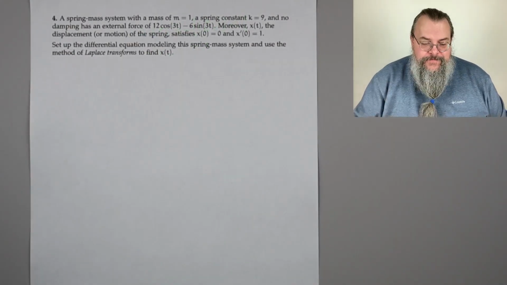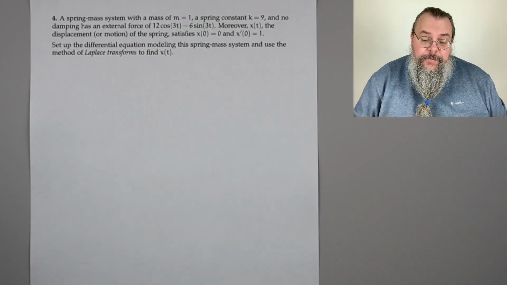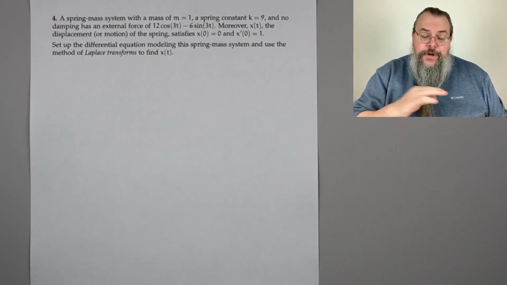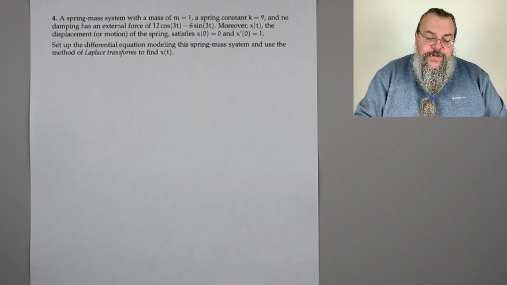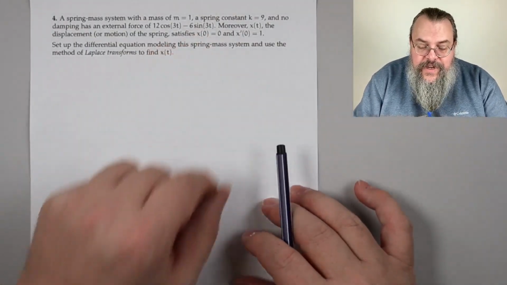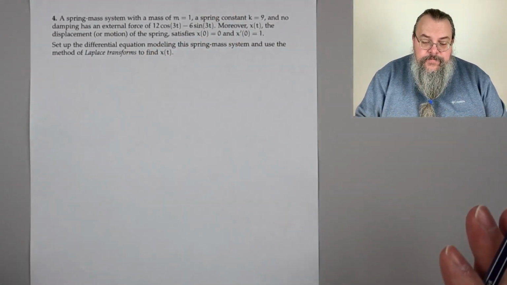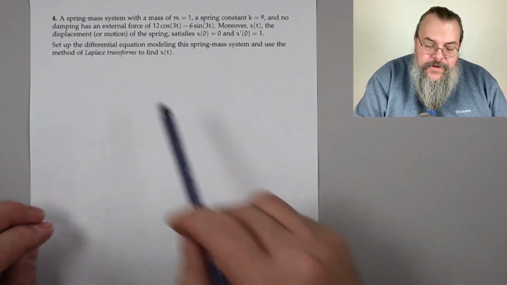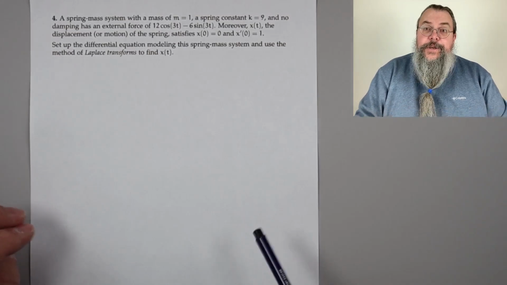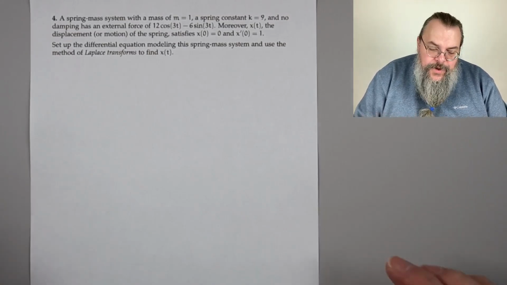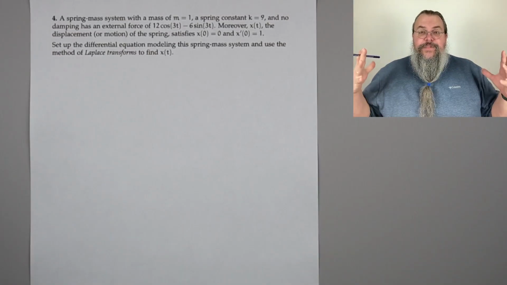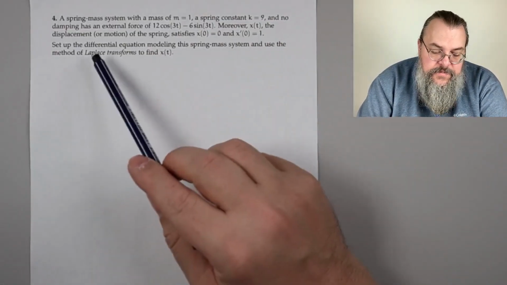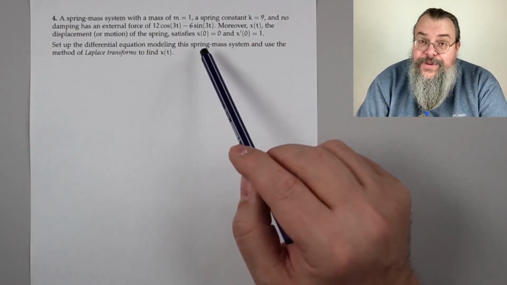Number 4. A spring mass system with a mass of m equals 1, a spring constant k equals 9, no damping, and an external force of 12 cos 3t minus 6 sin 3t. I just noticed there's no verb in this sentence. Thank goodness this isn't an English class. But the point is we have the spring mass system with all these parameters. Moreover, x(t), which is the displacement or motion of the spring, has some initial conditions.